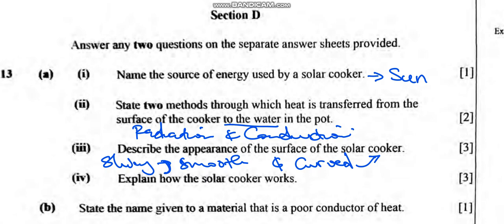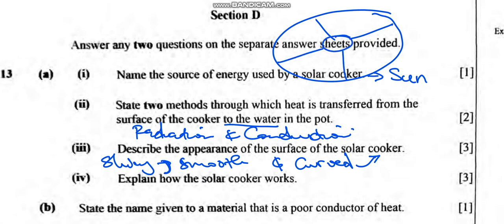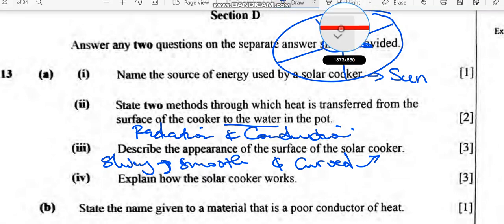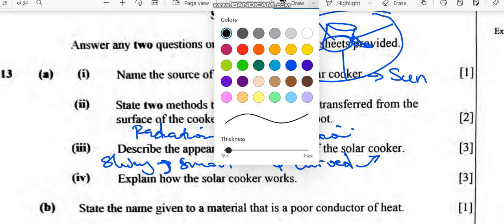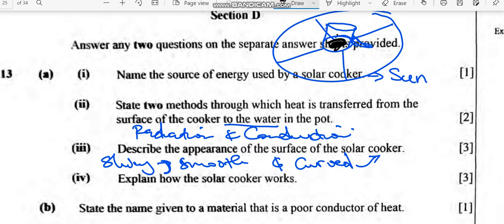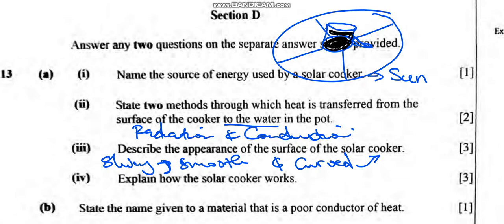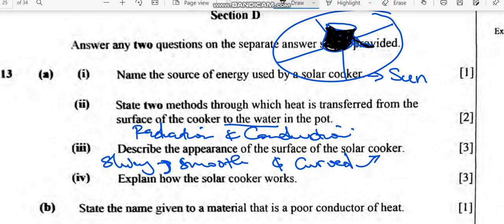It's like this is the solar cooker, and the pot is at the center like this. This is the pot, and this is the handle, as you can see. The color of the pot must be black. It must be a black pot like this. Why is it painted black? So that it can absorb heat, because black is a good absorber of heat.